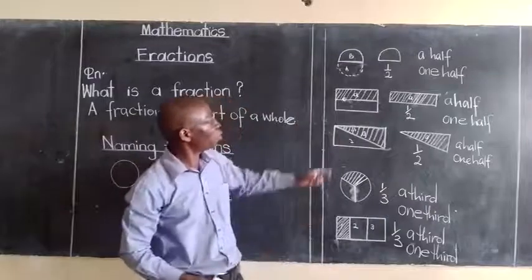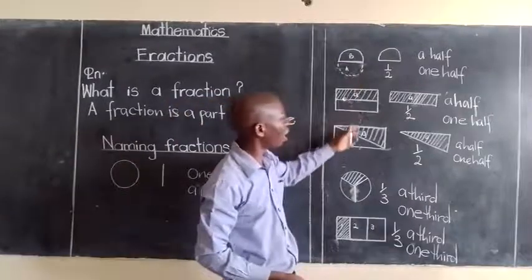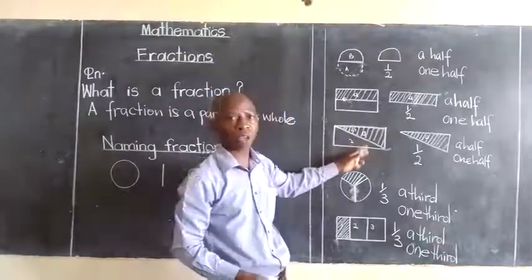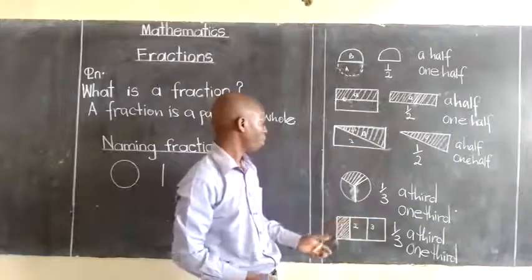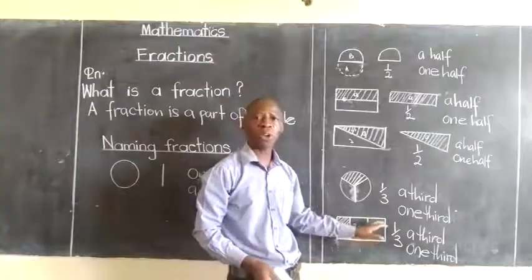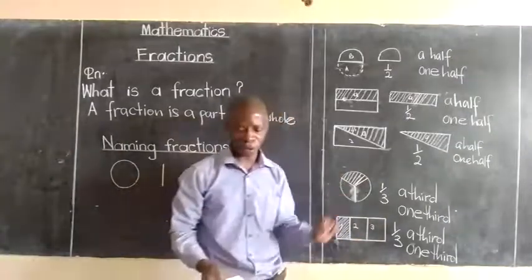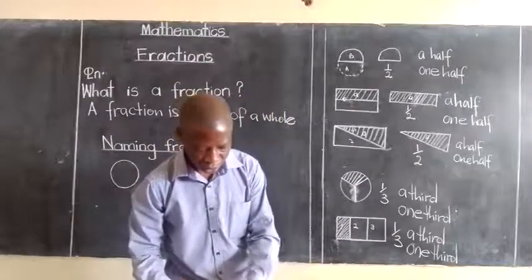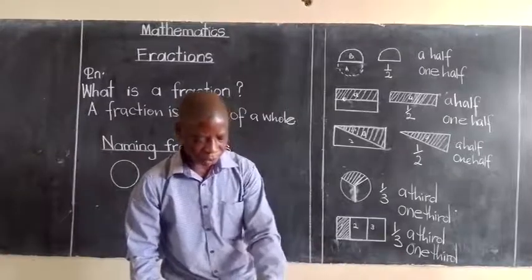So we have all these fractions here represent a half, or 1/2, or 1 out of 2. Then these ones represent 1/3, or a third, or 1 out of 3. Okay, let's look at another fraction.